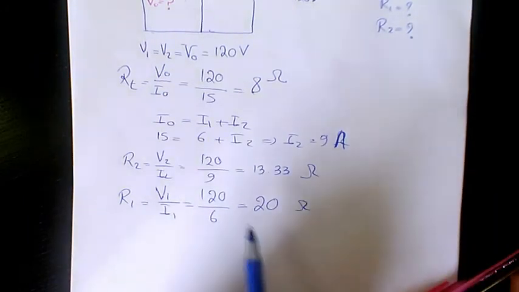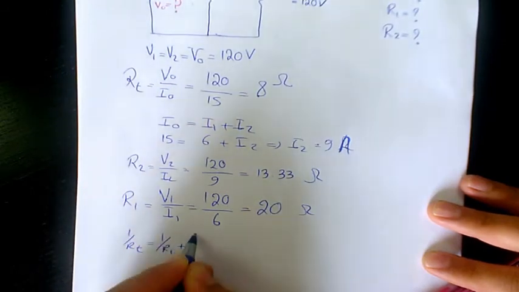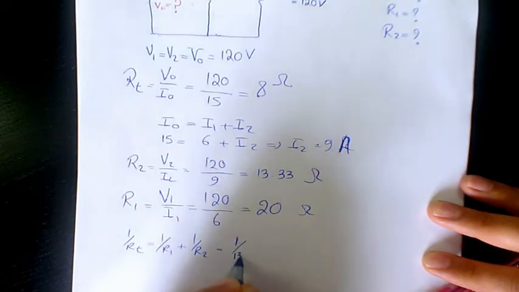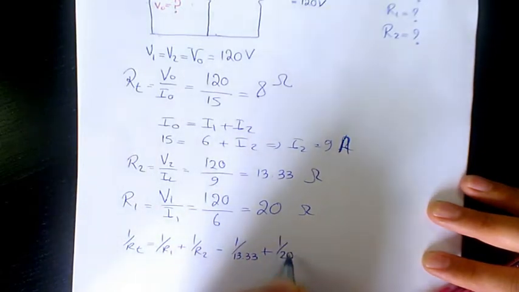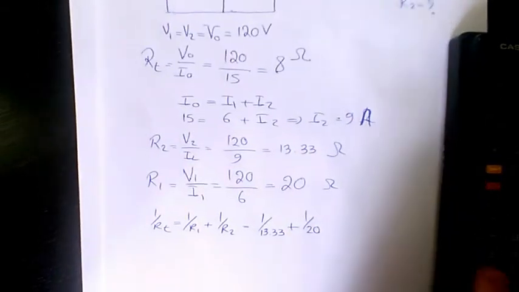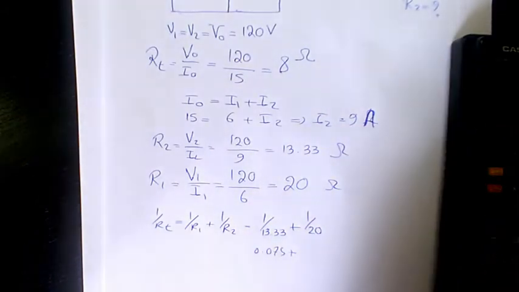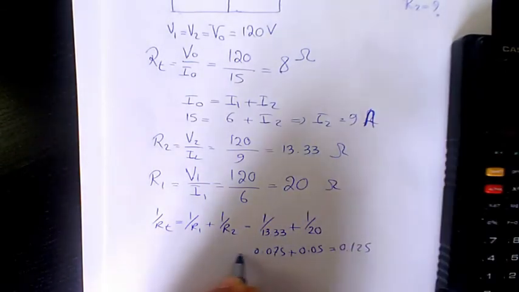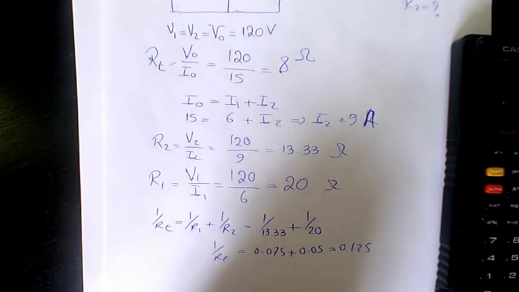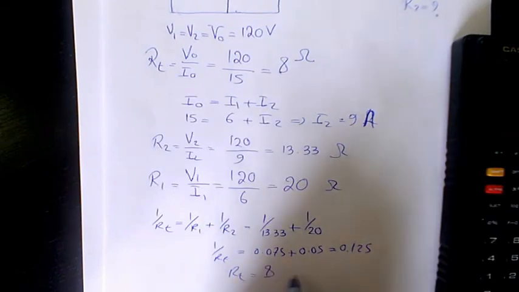Now we can check the equivalent resistance. Equivalent resistance is 1 over RT equals 1 over R1 plus 1 over R2. That's going to be 1 over 13.33 plus 1 over 20. When you calculate it, 1 over 13.33 is going to be 0.075. 1 over 20 is going to be 0.05. When you add these two, it's going to give me 0.125. So 1 over RT is 0.125. RT will be 1 divided by 0.125. That's going to give me 8 ohm.